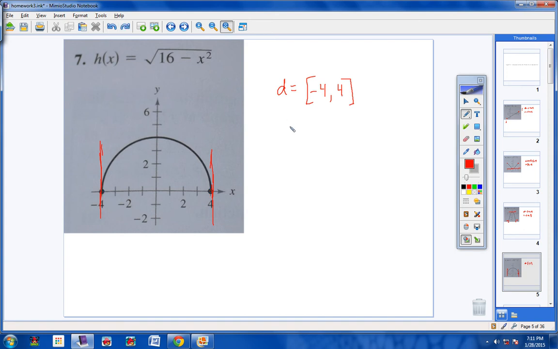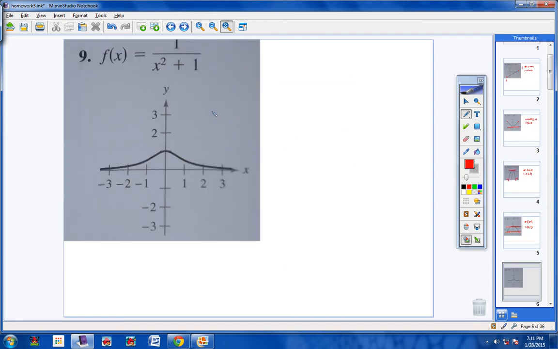Alright, now let's talk about the range real quick. Now the range, of course, is not going to go any lower than this line here. And it's not going to go any higher than this right here. So, starting at the bottom, it looks like our range is going to run from 0 on the y-axis up to 4 on the y-axis, and both of those will be inclusive. And I'm checking my answer. We are good. Let's continue on to number 9.